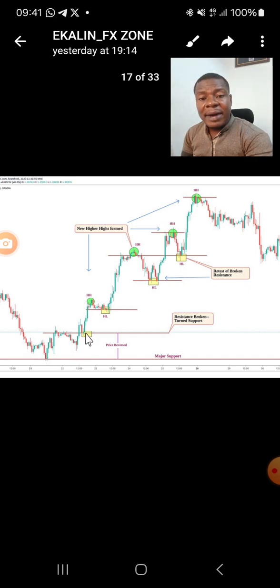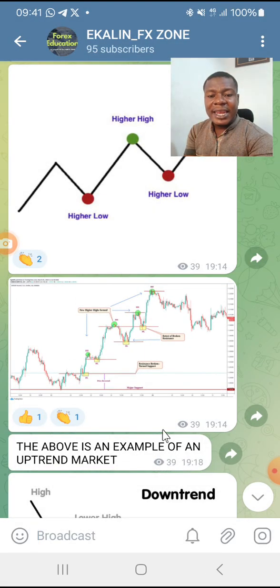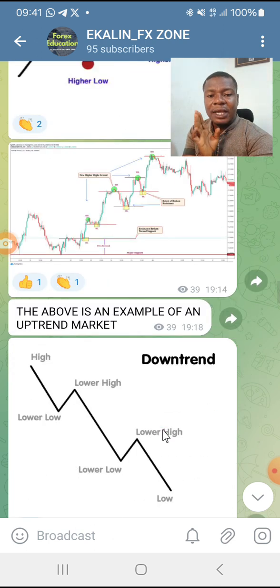So when you see the market in this clear direction, you can see that the market price was moving from the downside to the upside, telling you clearly that the market is in what, an uptrend. So when you open your chart and the market is forming this kind of characteristics, it tells you clearly that the market is in an uptrend.